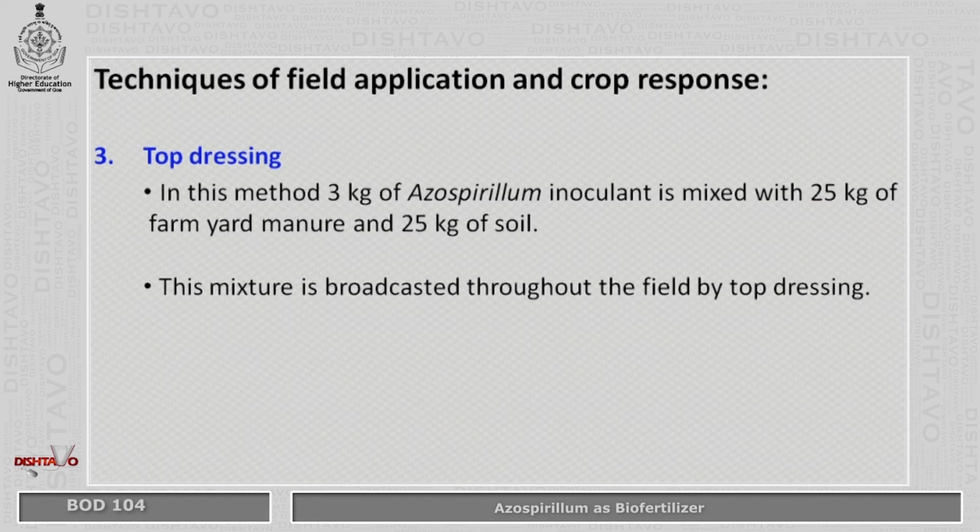Coming to the third method of application, that is top dressing. In this method, 3 kg of Azospirillum inoculant is mixed with 25 kg of farmyard manure and 25 kg of soil. This mixture is broadcast throughout the field by top dressing. Top dressing is applying the inoculant in the form of a layer in the field or over the crop.